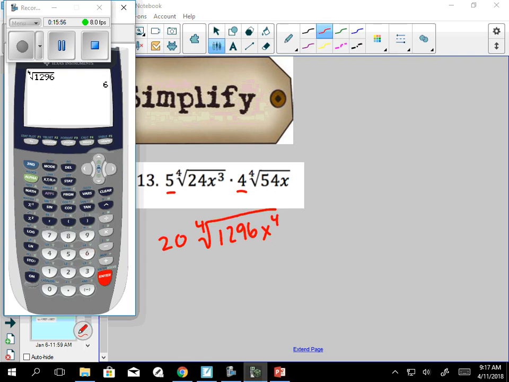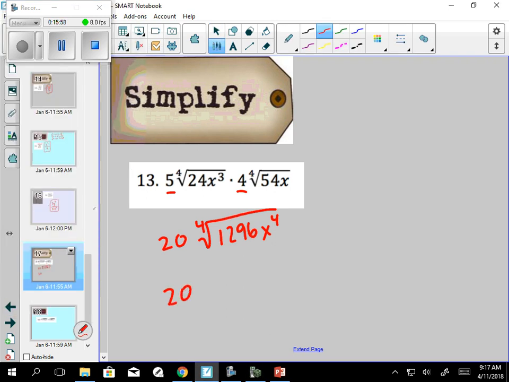Okay, so what we have now is the 20 that we had times 6, and then the fourth root of x to the fourth, we divide 4 by 4, we get x to the first power. And so now multiplying 20 times 6, the answer would be 120x. So all that stuff that we started with simplifies down really nicely to 120x.